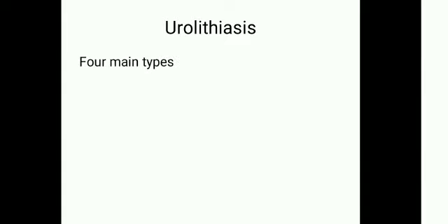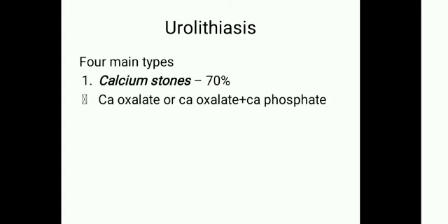So there are four main types of renal stones. What are those four types? First one is calcium stones. Calcium stones are the most common variant, that is 70% of the renal stones are made up of calcium. The most common calcium stone is calcium oxalate stones, or it can be calcium oxalate plus calcium phosphate stones.